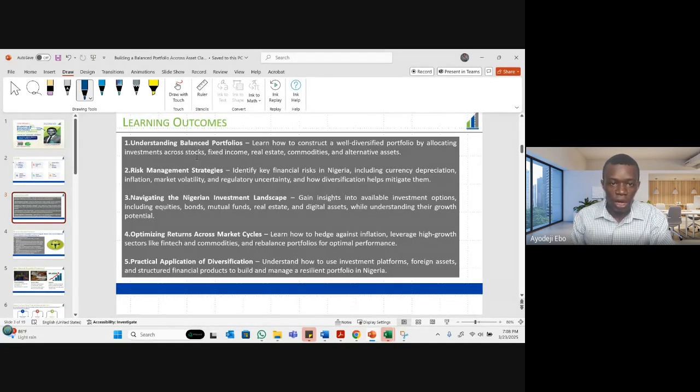I expect that at the end of this presentation, we should have a proper understanding of how we can develop a balanced portfolio. What are the risks? Also understanding the risk management strategies that you need to put in place. How do you navigate the Nigerian investment terrain across the different classes, optimizing your return across market cycles, and then the practical application of diversification in building a balanced portfolio.